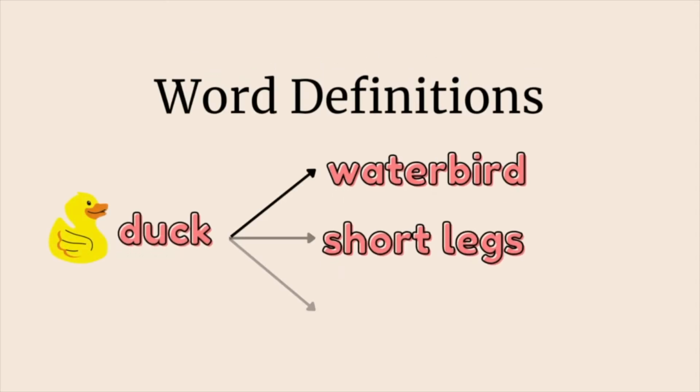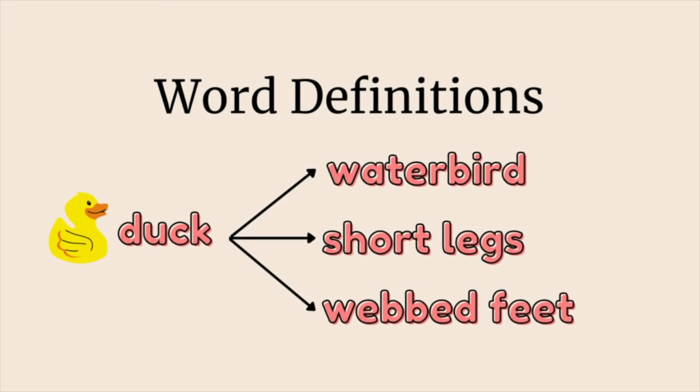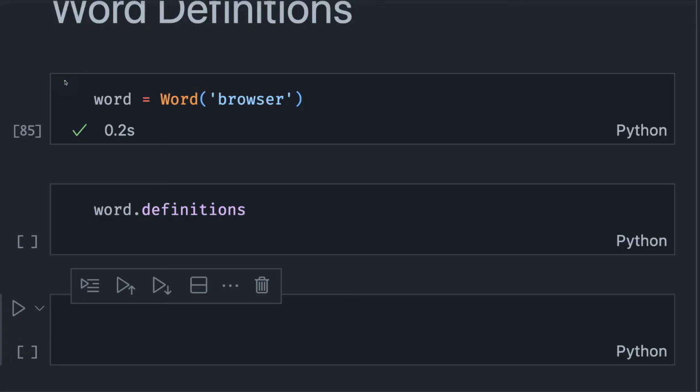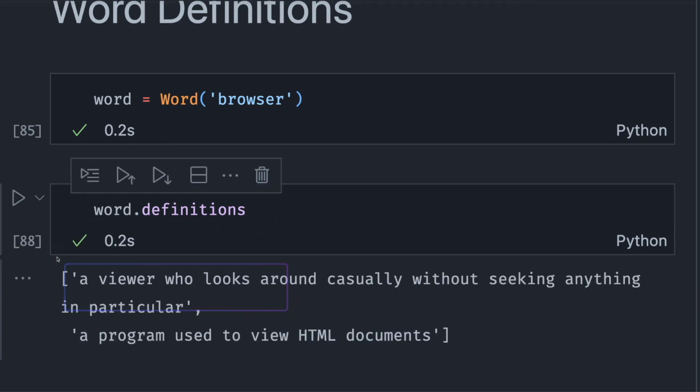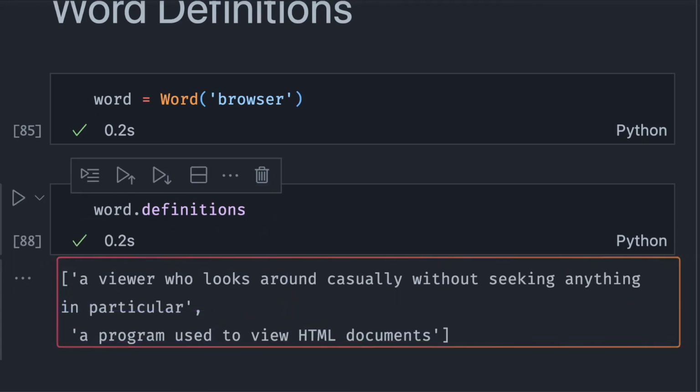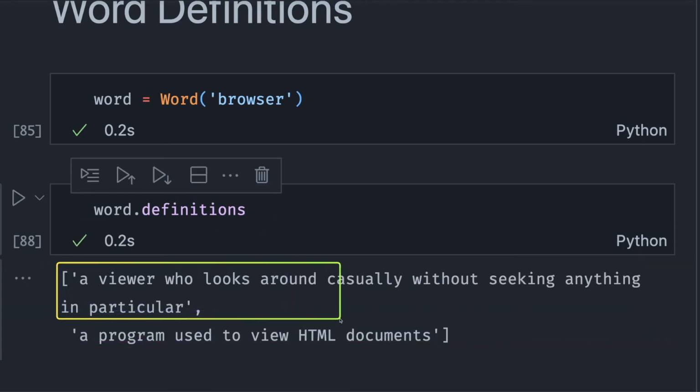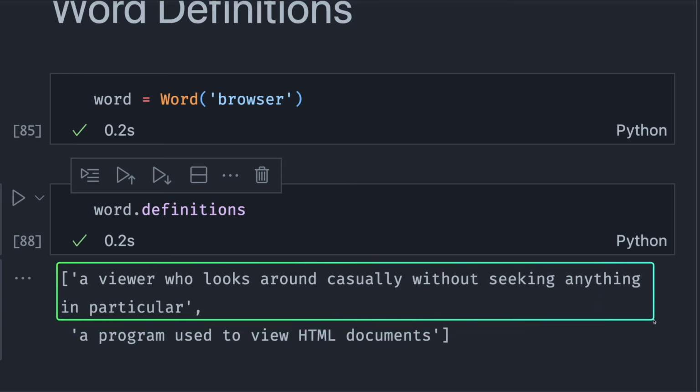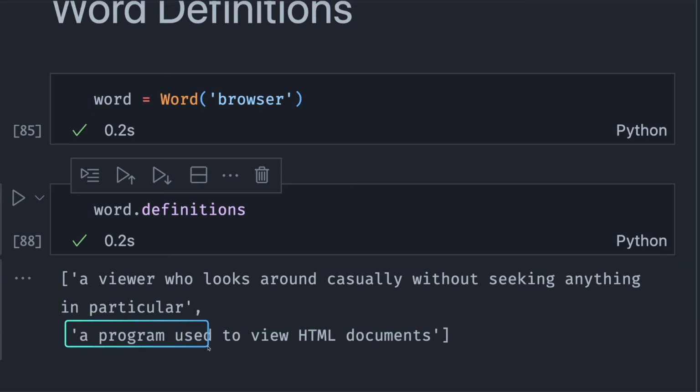TextBlob also allows you to look up definitions of a word. To look up a definition of the word browser, I use the Word object, then call the method definitions. We can see two definitions here. The first definition is a viewer who looks around casually, and the second definition is a program used to view HTML documents. That's pretty accurate.